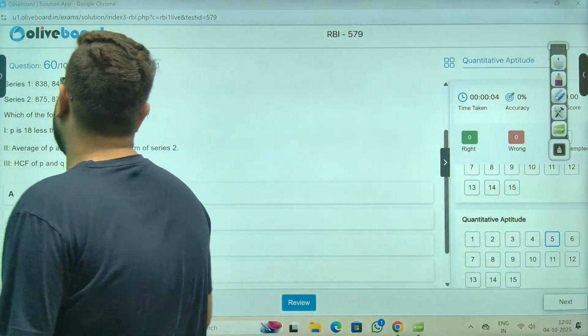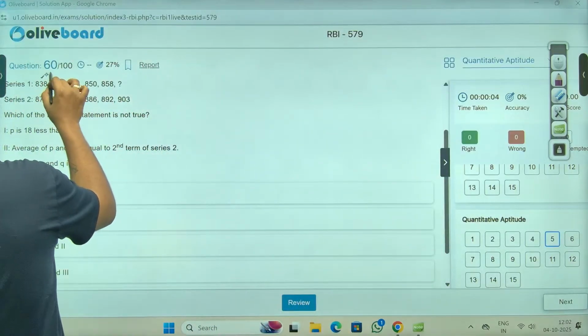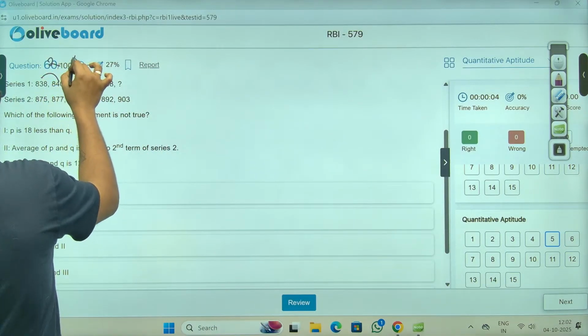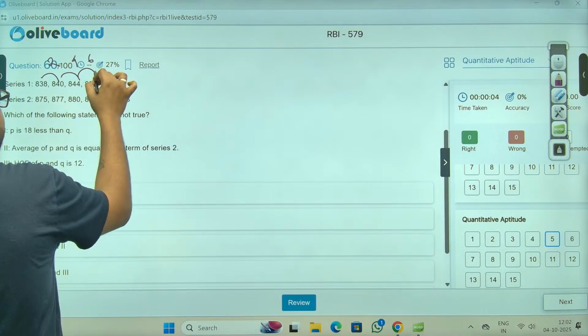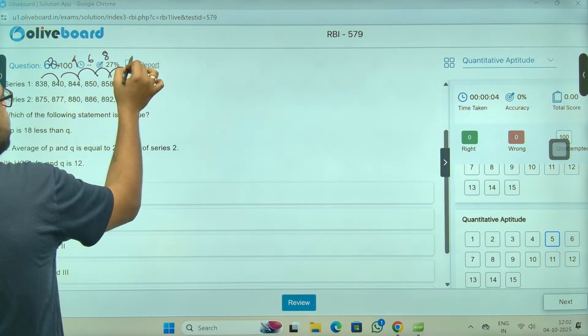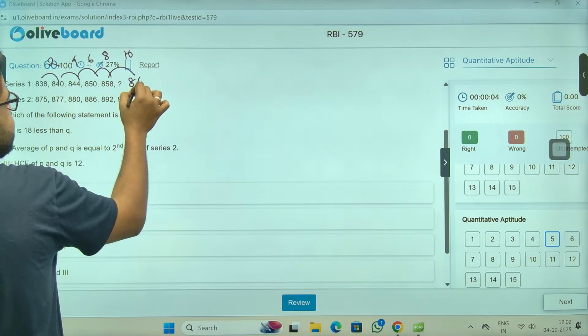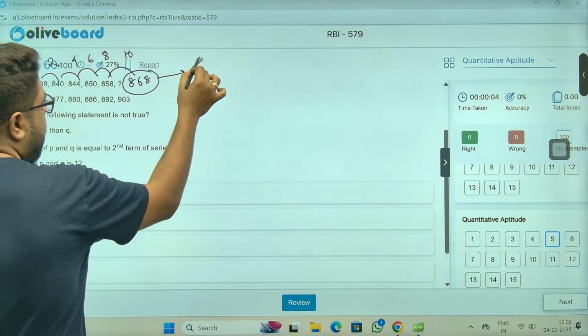838, 840, 844. Sir, gap is 2. Gap is 4. Gap is 6. This is very easy, sir. Gap has to be 10. 868. So this is P.